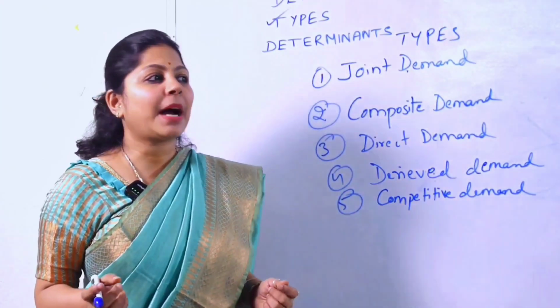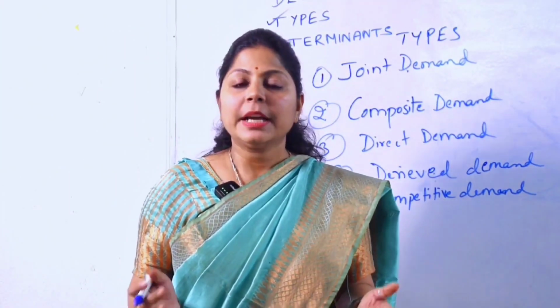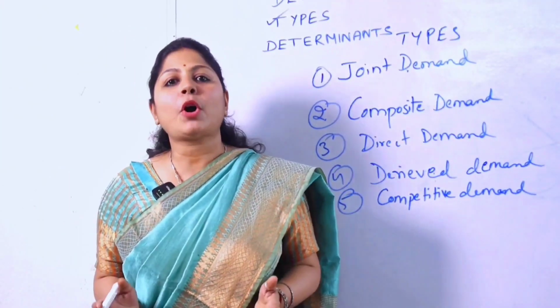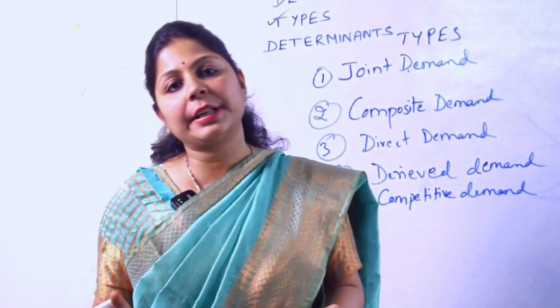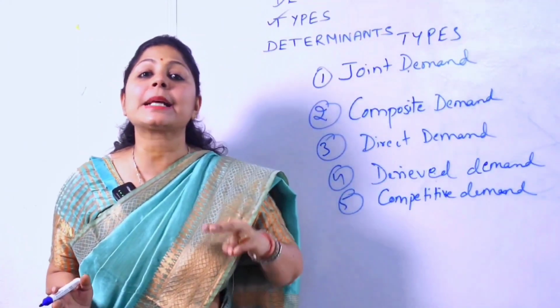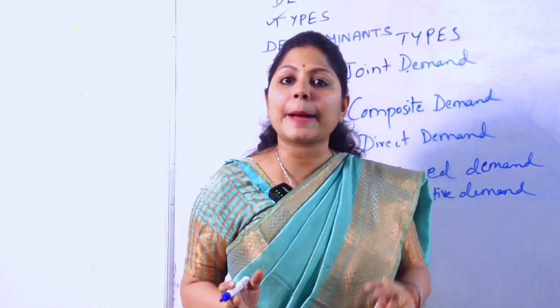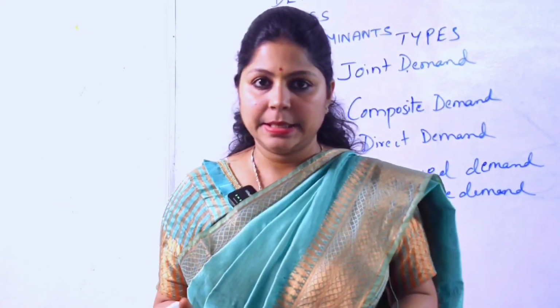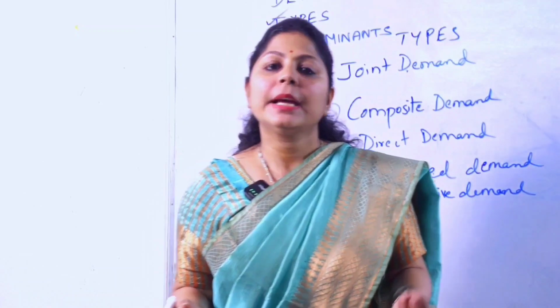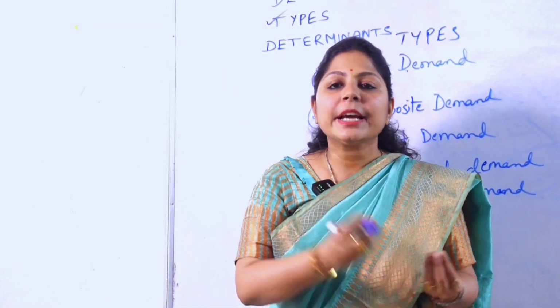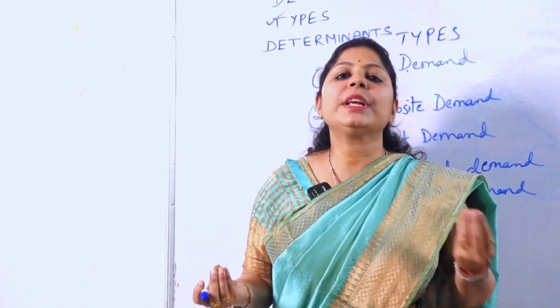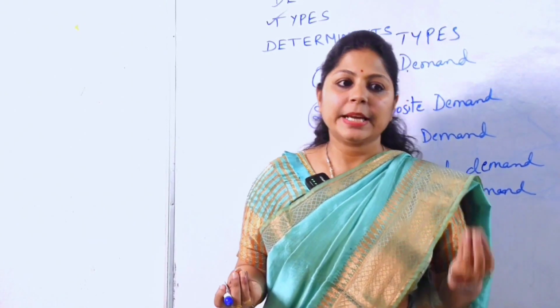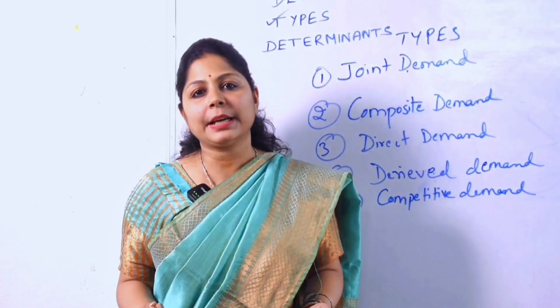Competitive demand, for example tea and coffee. If the demand for one commodity increases, it leads to a decrease in the demand for the other commodity. Why? Because both are acting as substitute goods. That is, in the absence of one, you can go for the other. Say, for example, tea and coffee. If the demand for tea increases, it reduces the demand for coffee. Why? Because both give you an equal level of satisfaction. In the absence of one, you can go for the other.